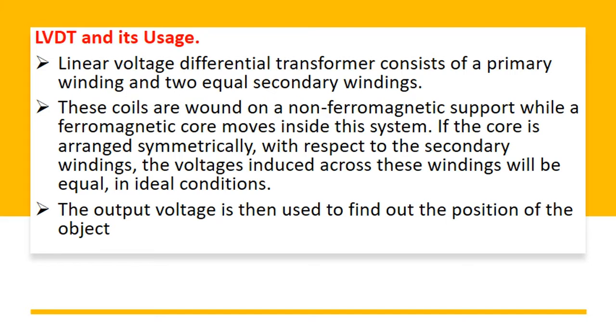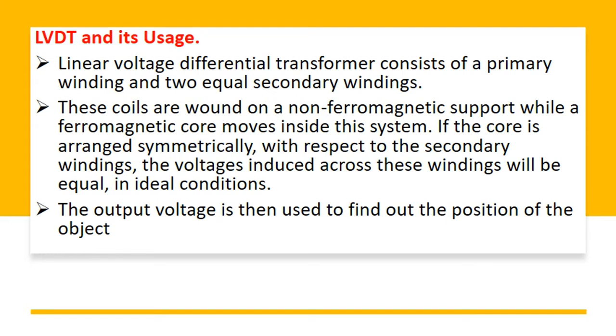Linear voltage differential transformer consists of a primary winding and two equal secondary windings. These coils are wound on a non-ferromagnetic support while a ferromagnetic core moves inside this system. If the core is arranged symmetrically with respect to the secondary winding, the voltage induced across these windings will be equal in ideal conditions. Therefore, as the windings are in opposition, the total signal resulting from the difference of the two voltages will be equal to 0.